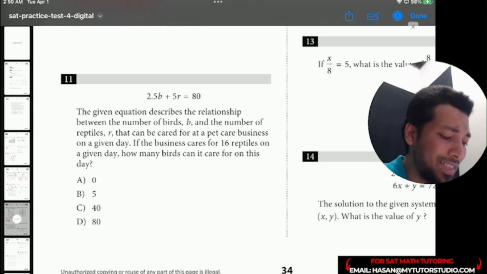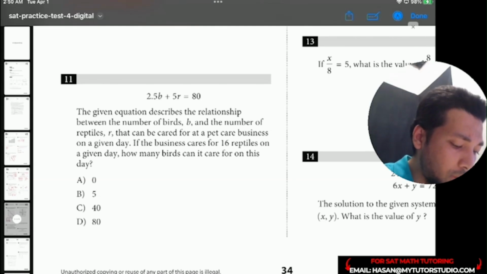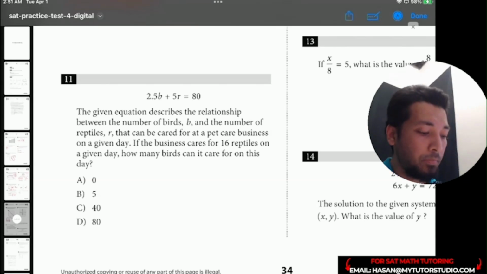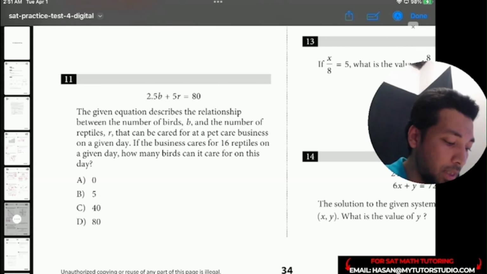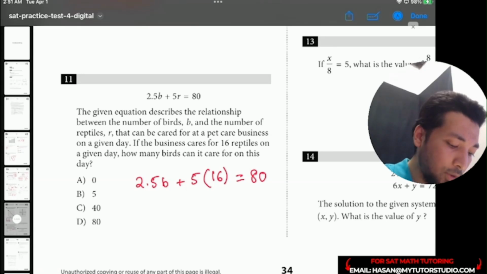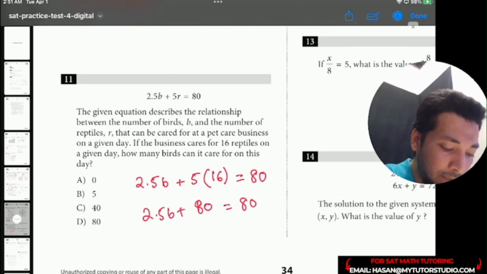The given equation describes the relationship between the number of birds, B, and the number of reptiles, R, that can be cared for at a pet care business on a given day. If the business cares for 16 reptiles on a given day, how many birds can it care for on this day? So we have the equation 2.5b plus 5r. R is now 16, is equal to 80. So 5 times 16 is 80. So 2.5b plus 80 is equal to 80.